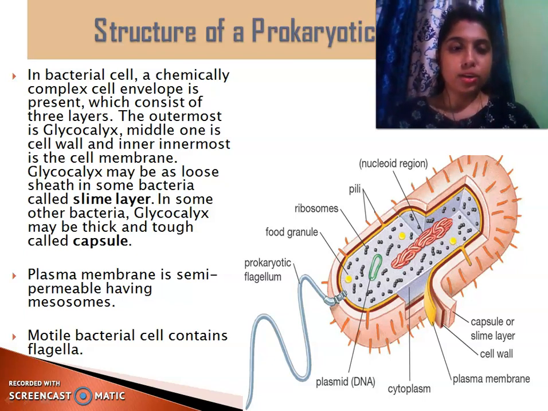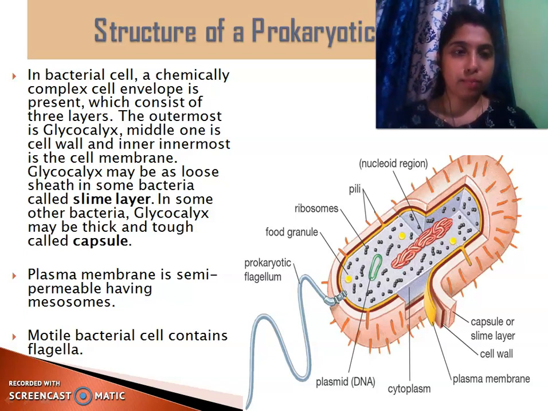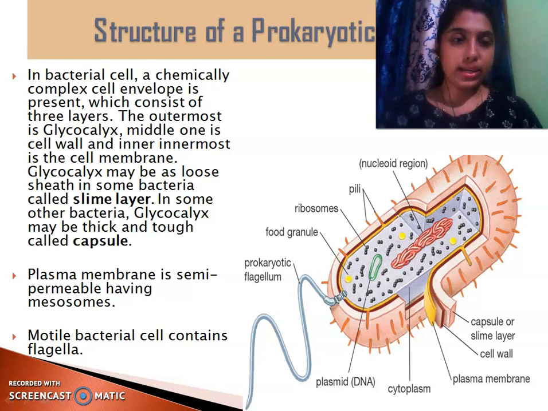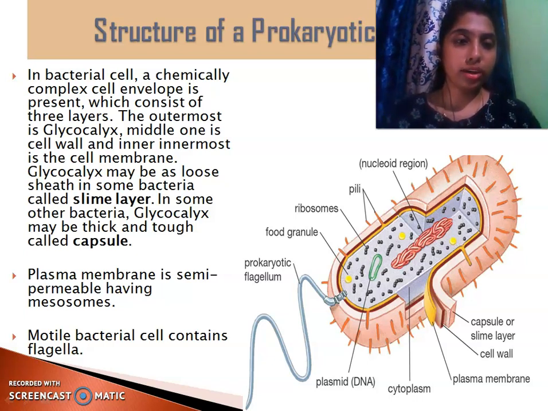Okay. So as you can see in the diagram, the entire cell of bacteria is covered by a complex cell envelope, that is a cover, which in turn is divided into three layers. The outermost layer is termed as capsule, the middle layer is termed as the cell wall, and the innermost layer is termed as the cell membrane. Okay. So the main function of capsule, the outermost layer in the prokaryotic cell, is that it protects the cell from any type of external injury.